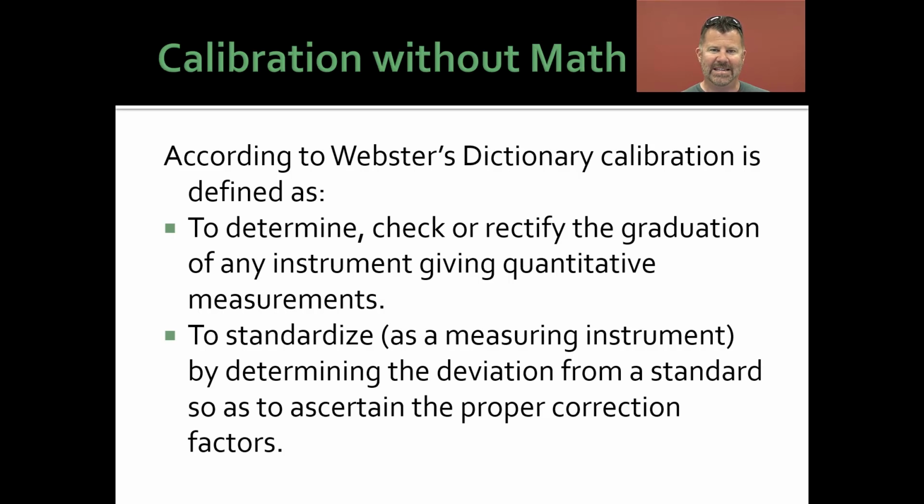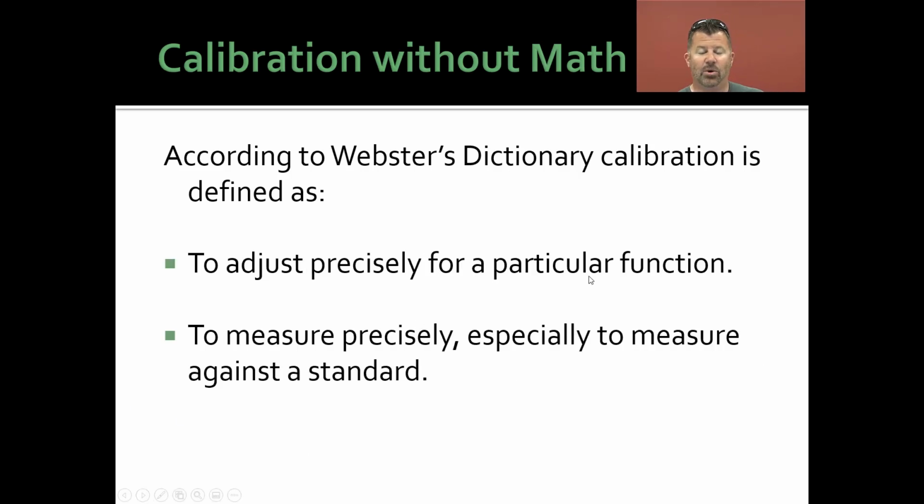Well, where are we finding this standard information, ladies and gentlemen? What is it that we've talked about so far, especially in Unit 1 of this course? We talked about the label. The label is going to tell you the standard. This product needs to be put out at X amount of ounces per 1,000 square feet. There's your standard. And so we can use that standard to calibrate our equipment, to adjust precisely for a particular function, and then to measure precisely, especially to measure against the standard. I like that last one, to measure precisely our pesticides against the standard of the label.